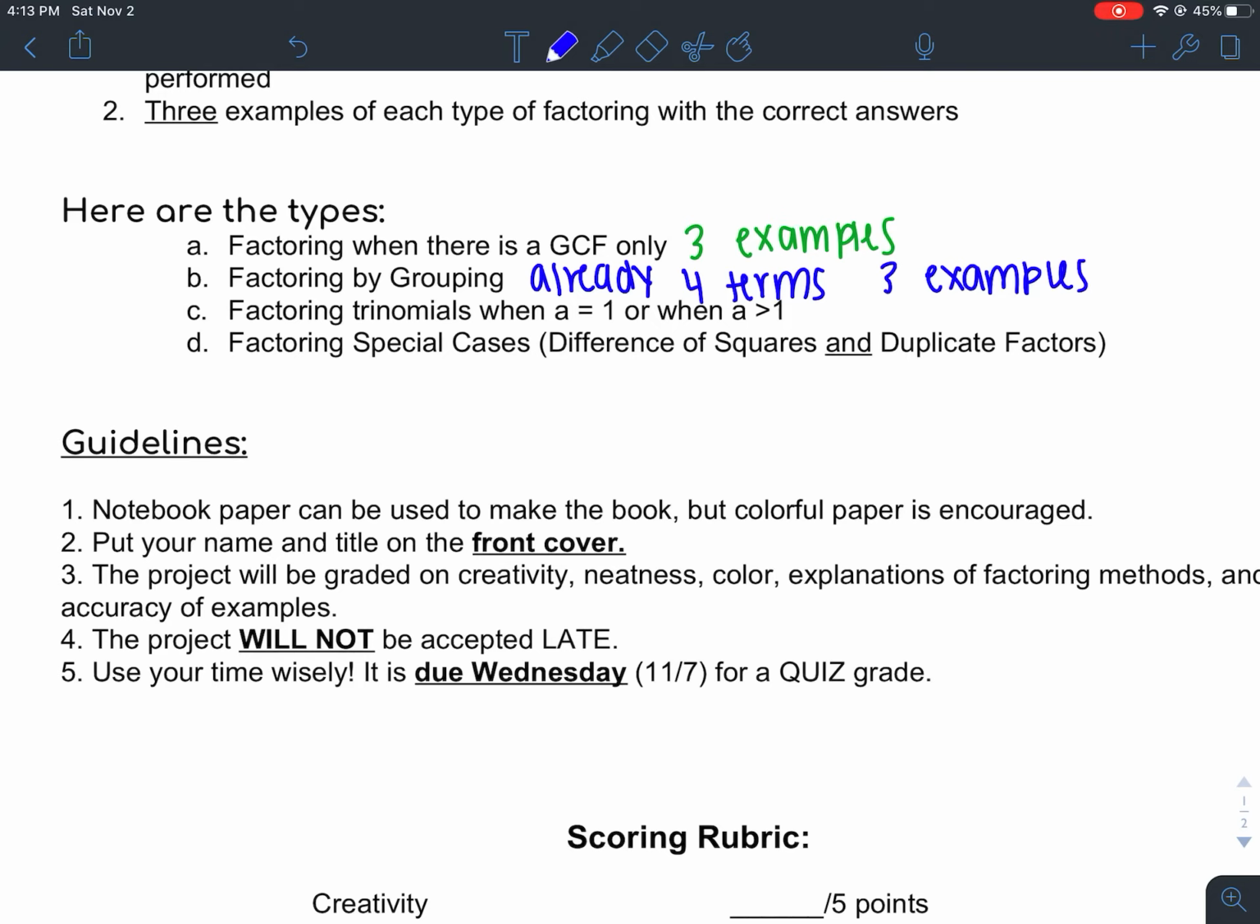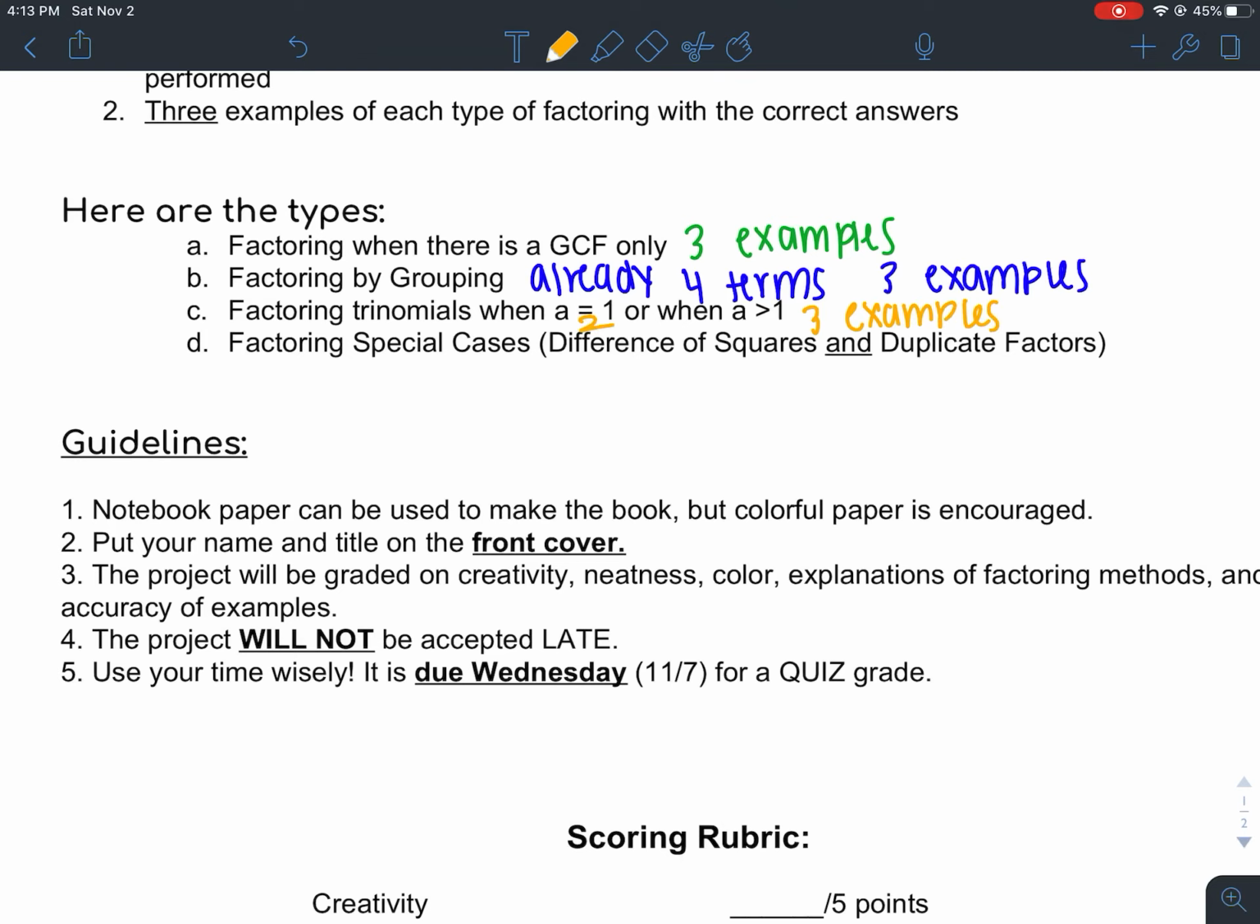Okay, the next way we learned how to factor was factoring trinomials, so when we had only 3 terms. Regardless of whether A was 1 or A was greater than 1, you still did the same thing, so I'm okay with you combining this into one page or one section in your book. You give me 3 different trinomials, maybe one of them has A equal to 1, and the other 2 A is not 1. But you do want to mention that every single time I factor, I always check for a GCF. That should be your first step on every single page or every single type of factoring that you have. So again, you want 3 examples for this one.